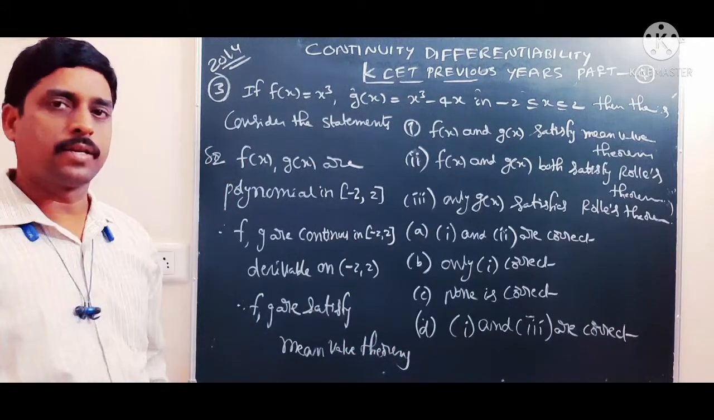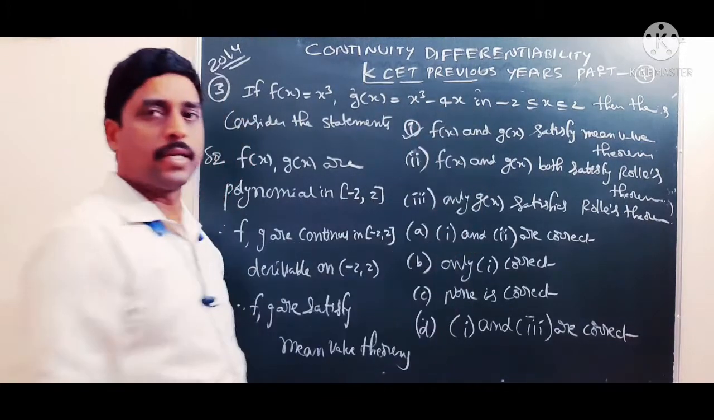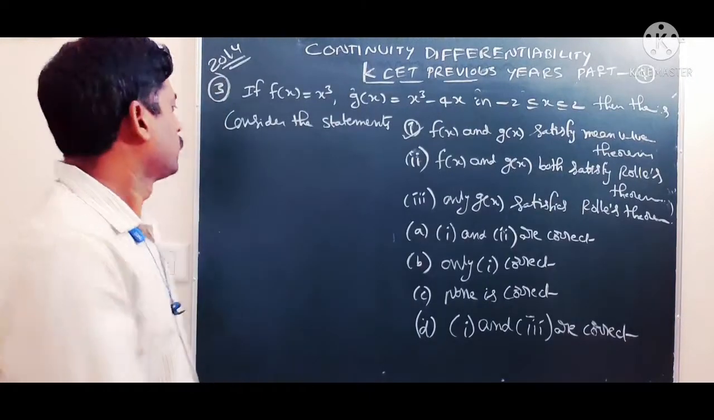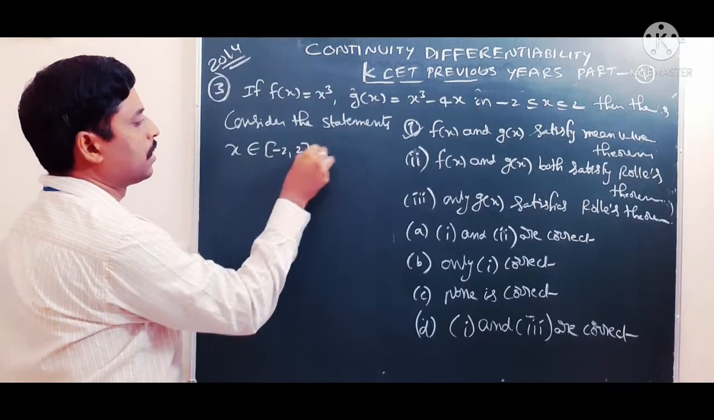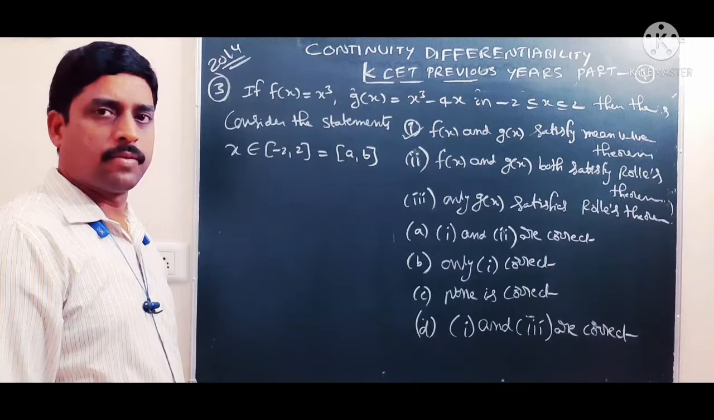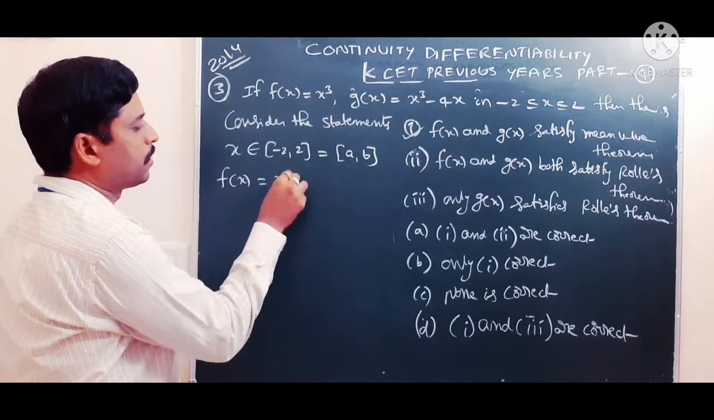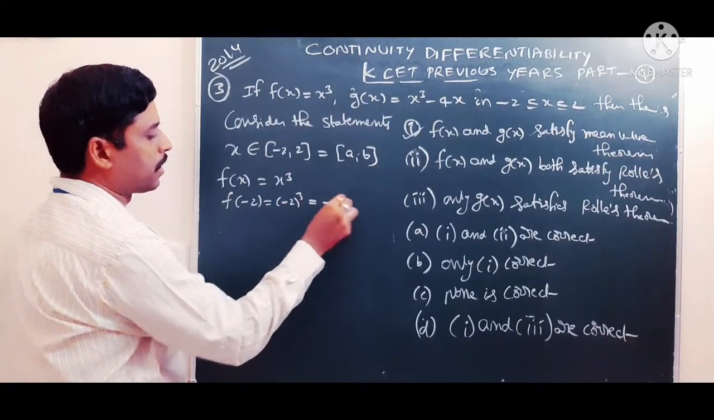F and G satisfy mean value theorems. So first point correct. Okay, let us verify Rolle's theorem. What is the given interval? x belongs to [-2, 2], comparing a and b. First we have to find f of a. So f of x is x cube. So f of a is (-2) whole cube, which is -8.